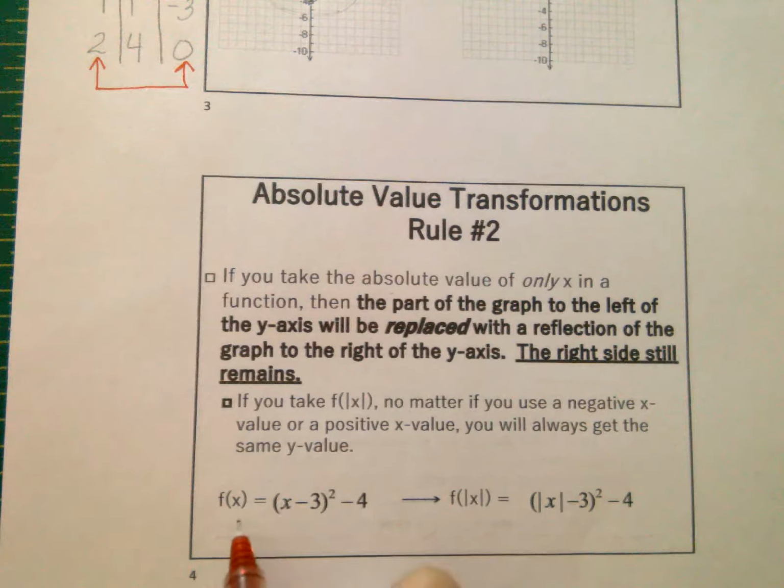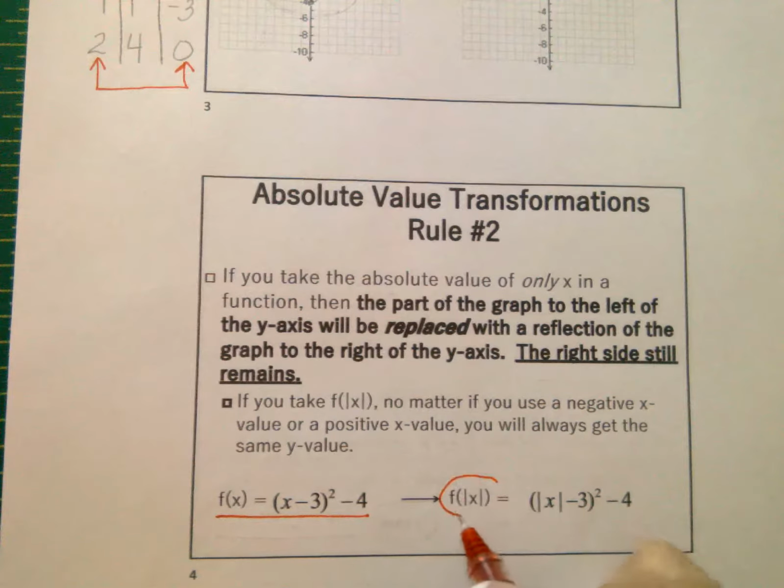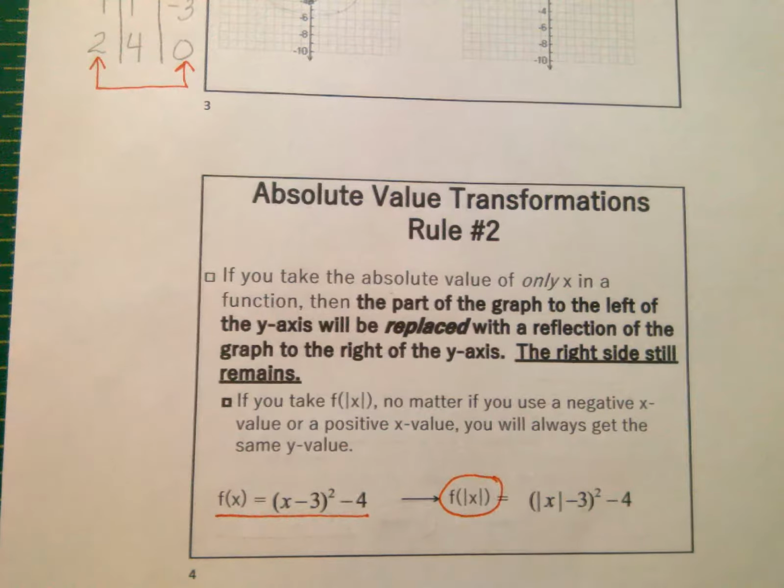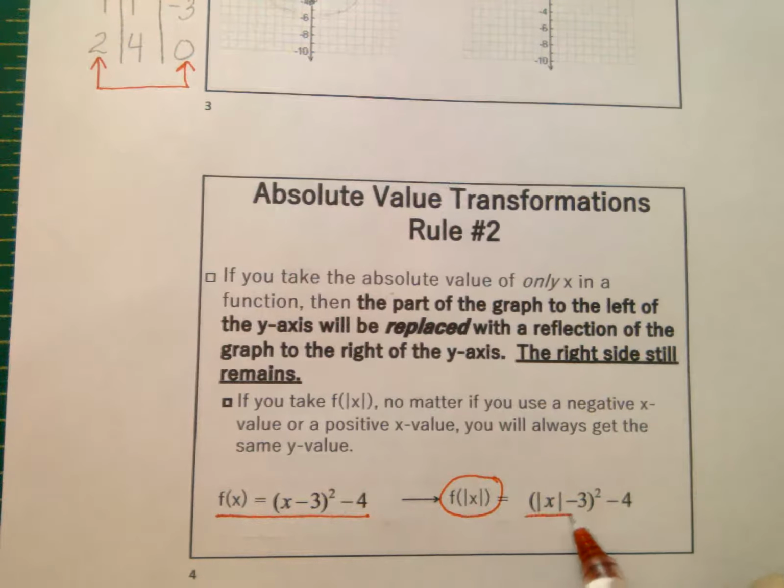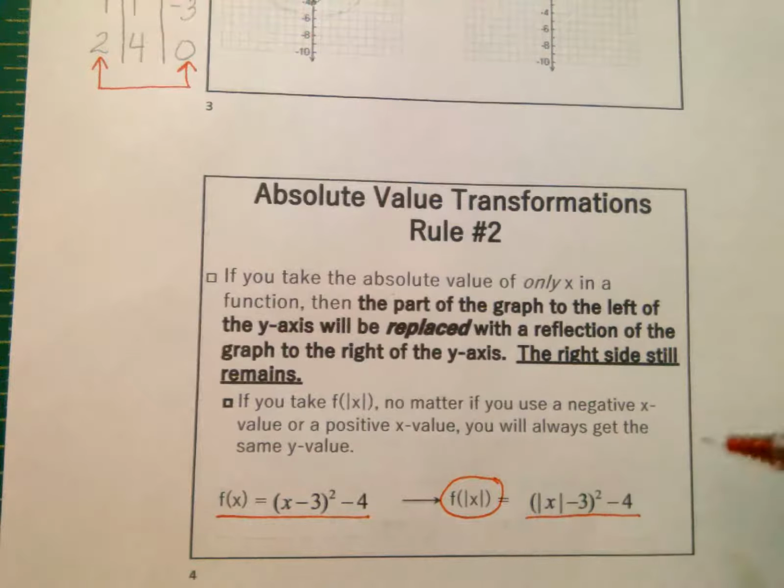So our notation, here's what your original function would look like. That's just the equation of a parabola. And now here's your function notation. So you see how this is different from the first rule. Our absolute value bars are inside because we're only taking absolute value of the variable. So you see that over here. Before they were on the outside of the entire function, now they're just on the variable.